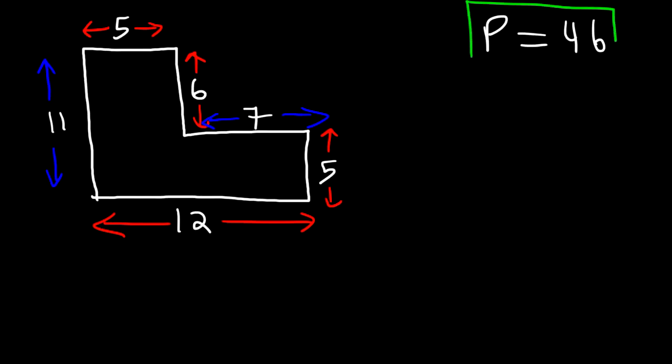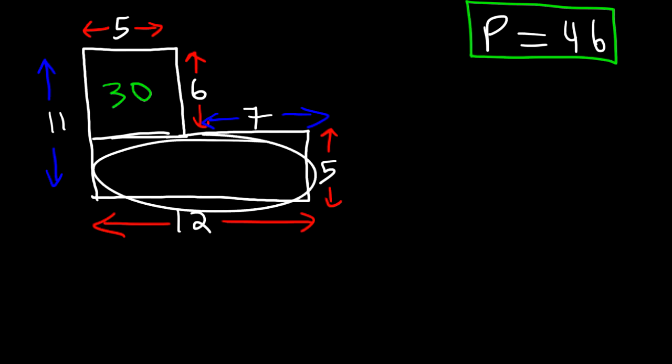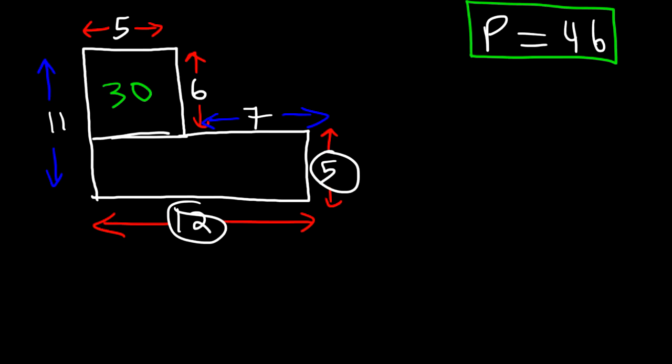Now, let's find the area of this figure. So let's turn this into two rectangles. So the area of this rectangle is simply length times width. 5 times 6. So it's 30 square units. Now the area of the second rectangle is also length times width. So it's 5 times 12, which is 60. Now to find the total area, we need to add up 30 plus 60. And 30 plus 60 is 90. So that's the area of this figure.